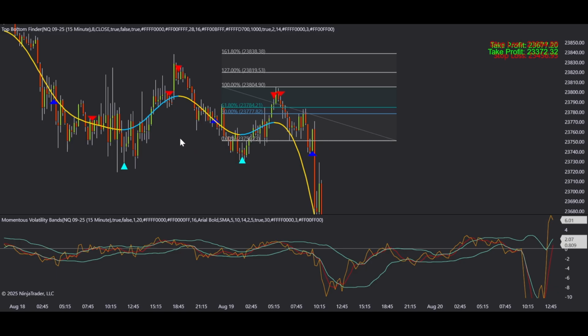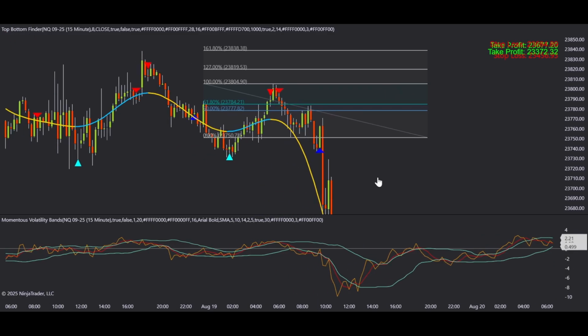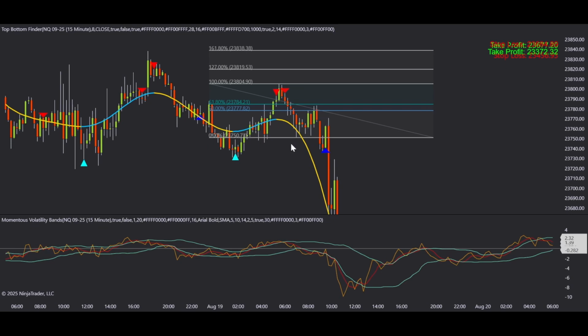Okay, and here I've added the Top Bottom Finder and just a very quick overview of this. The yellow part of the line here indicates that we might see a top being formed and that downward momentum is coming in. And then the blue is vice versa, that a bottom has been formed and we could see price move to the upside. And look in this example, how well it correlates with the Momentous Volatility Bands.